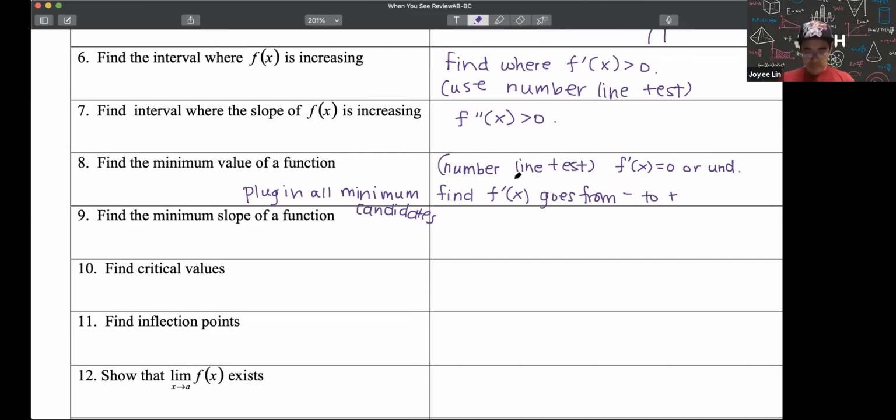Find the minimum slope of a function, same idea, right? Everything here except set f of x equal to 0 or undefined, right? And then you need to plug in all the minimum candidates. And to clarify, in this one, for the minimum value, you're going to plug into f of x, and for this one, you're going to plug into f prime of x because f prime of x represents the slope, right?